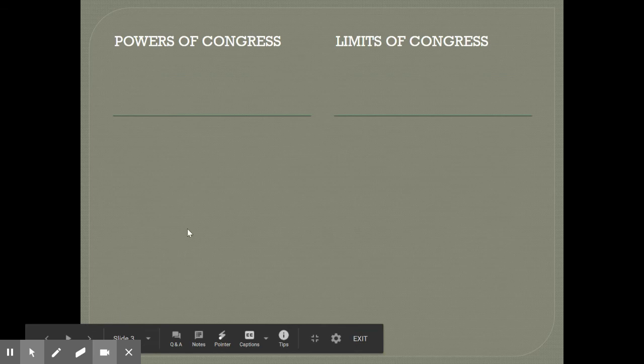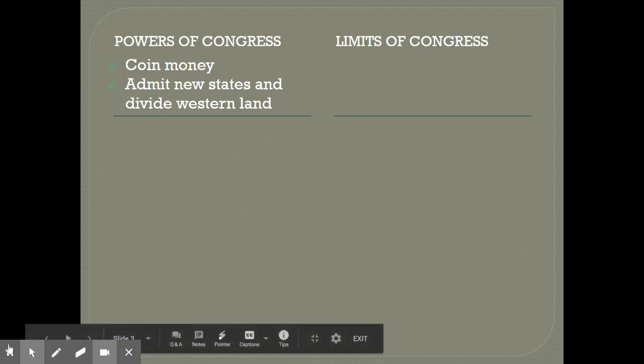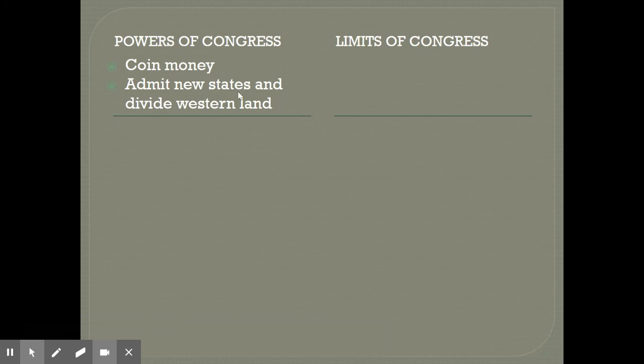So, some of the powers of Congress and limits of Congress. Congress had the power to coin money. They could make money, and this was very important for setting up how much money is available and things like that. They could also admit new states and divide Western land. This was a national power that they had. They could request money from states. Notice it says request. That means that states have the option to say no.